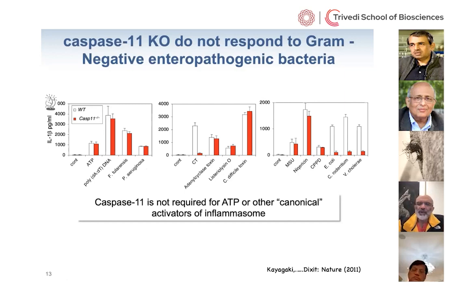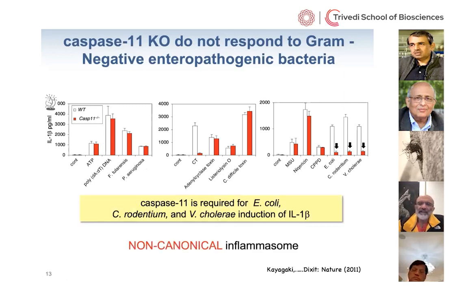But then we hit gold when we realized that if we looked at gram-negative enteropathogens, E. coli, Citrobacter rodentium, Vibrio cholerae, now all of a sudden, there was a massive difference. The generation of IL-1 beta was dependent on caspase 11. So we call this pathway the non-canonical inflammasome pathway, and we published that in 2011.